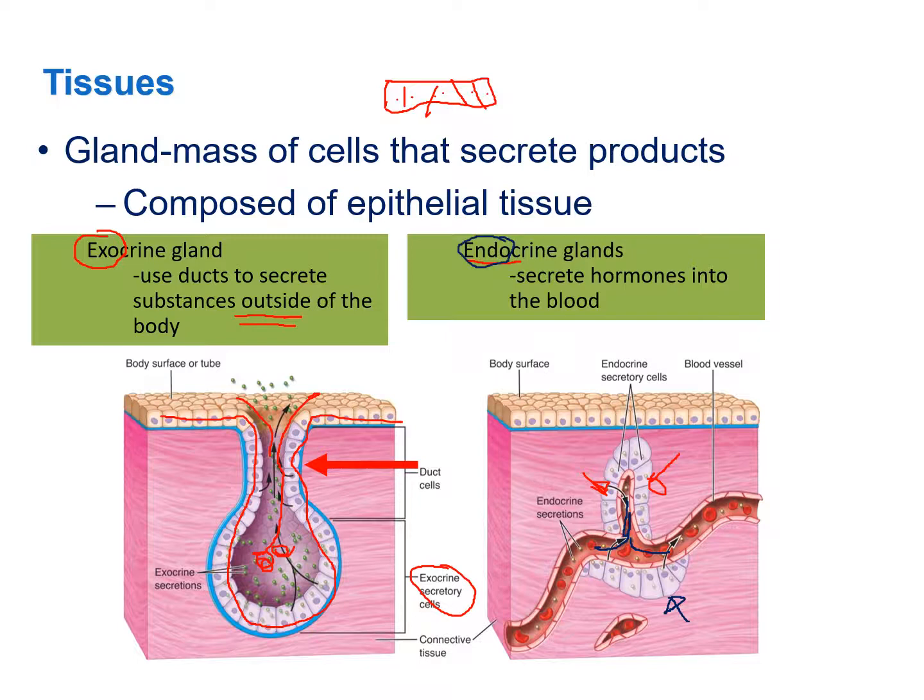And this would be a good example: insulin or glucagon, or say testosterone. So these are glands that put out a hormone or a factor into the bloodstream, and that will be endocrine glands. So exocrine glands secrete something to the outside of the body, while endocrine glands secrete something into the bloodstream.